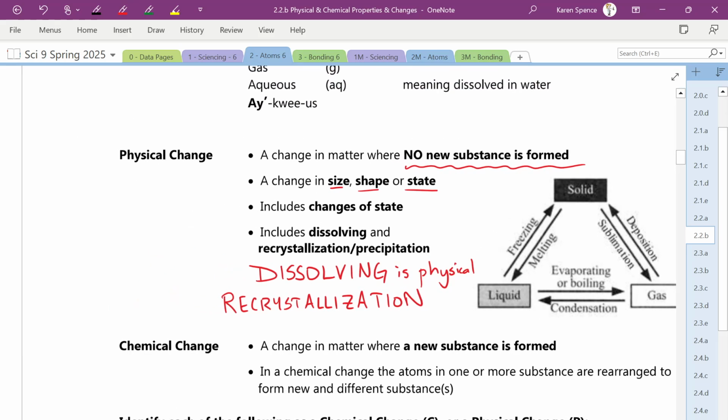Tell your partner, while we're here, what do we call it when we change from solid to gas?